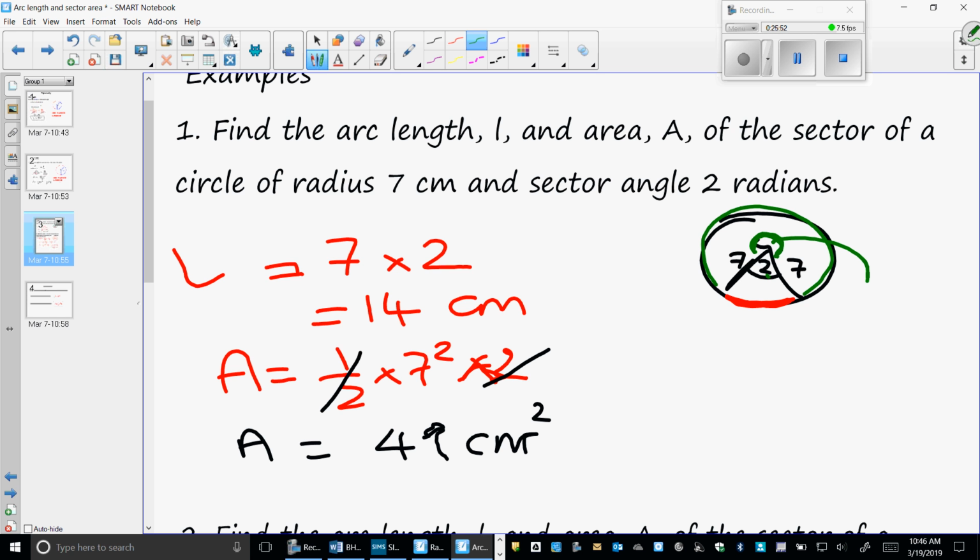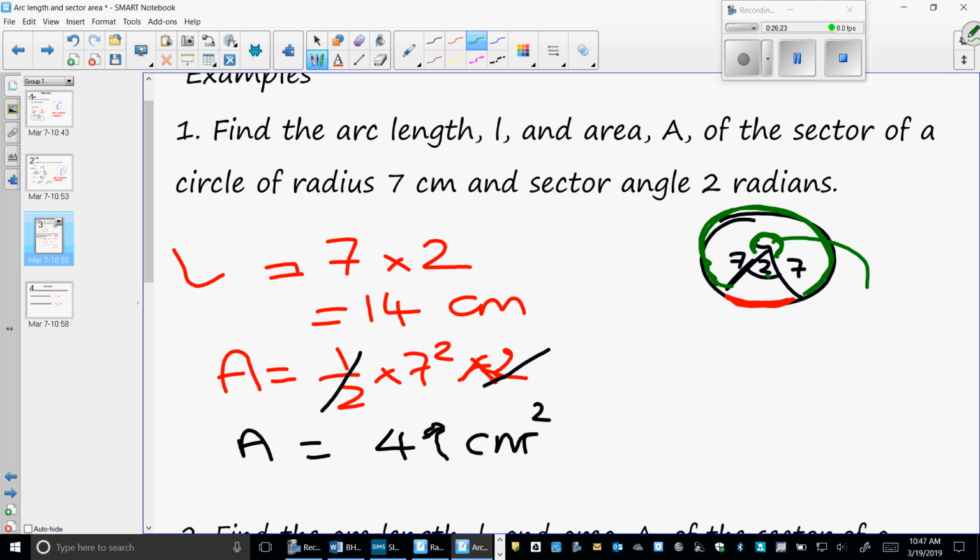Why would you need to do it? Because they want to know this arc length. You could find the red one and take it away from the circumference. Either way, you could find this bit and subtract it from the whole circumference, or find this area and subtract it from the whole area if it was the area.